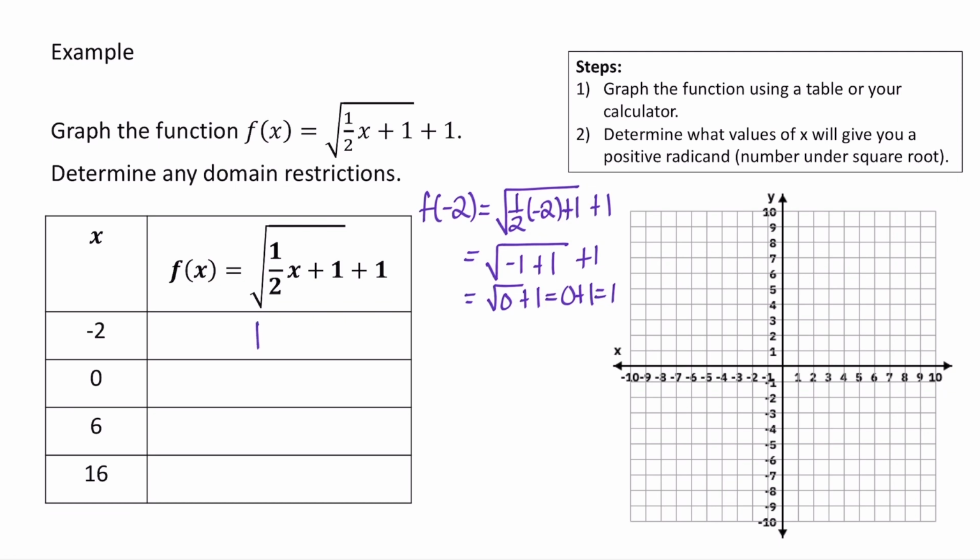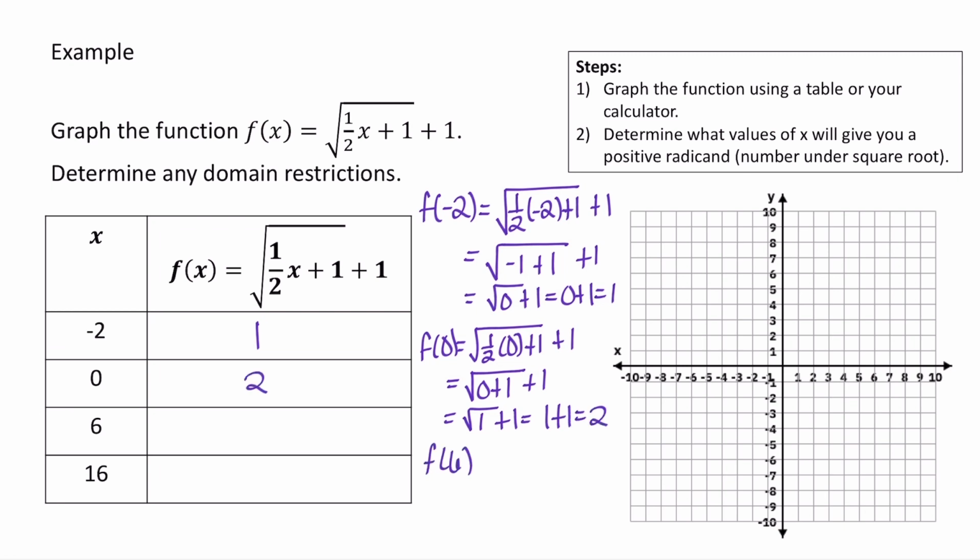So that's our first value. Then we have f of 0, so that's the square root of 1/2 times 0 plus 1, plus 1. That gives us the square root of 0 plus 1, plus 1, which is the square root of 1 plus 1, which is 1 plus 1, which is 2. Now we have f of 6, which is the square root of 1/2 times 6 plus 1, plus 1, which is the square root of 3 plus 1, plus 1, which is the square root of 4 plus 1, which is 2 plus 1, which equals 3.